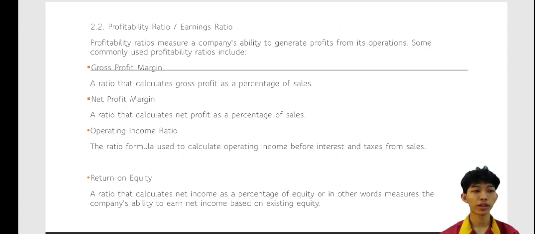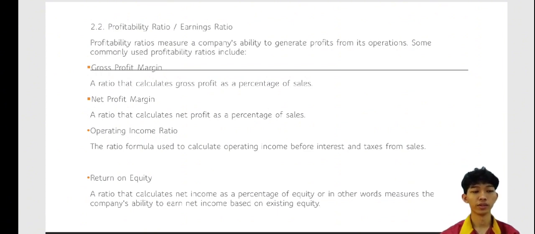Next, profitability ratio or earnings ratio. Profitability ratios measure a company's ability to generate profit from its operations. Some commonly used profitability ratios include gross profit margin, a ratio that calculates gross profit as a percentage of sales. Net profit margin, a ratio that calculates net profit as a percentage of sales. Operating income ratio, the ratio formula used to calculate operating income before interest and tax from sales.